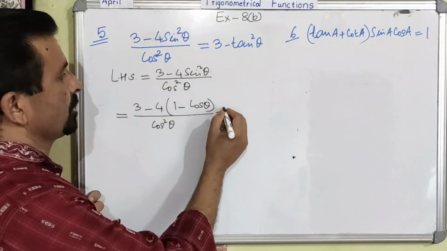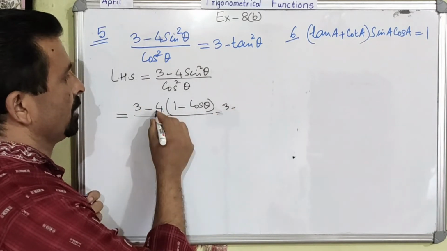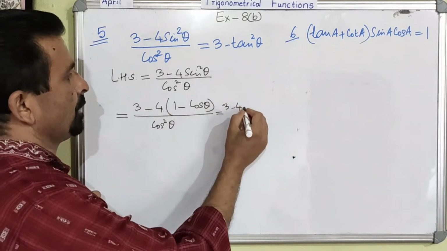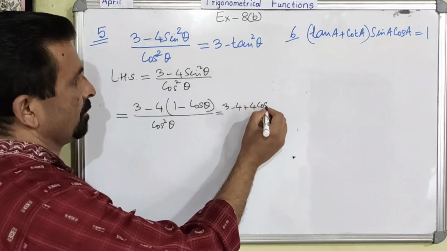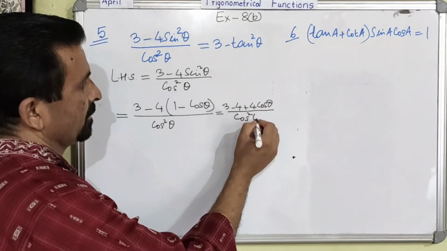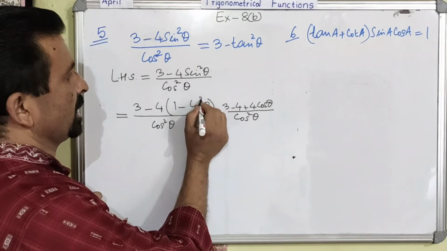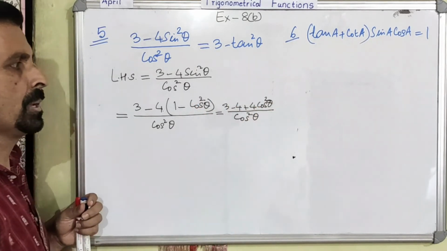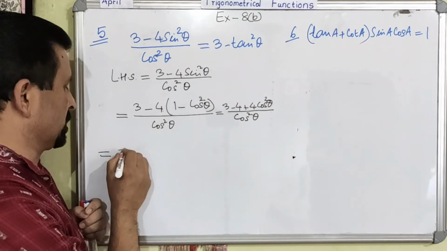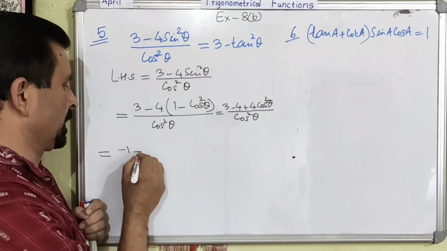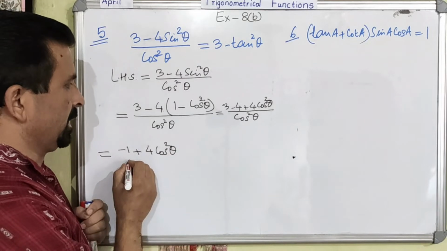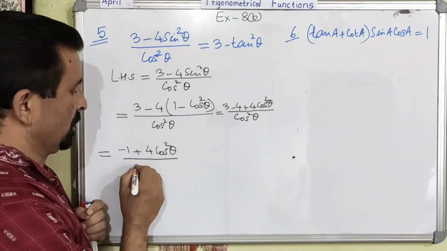This is 3 minus, now when you multiply this, it becomes plus 4 cos square theta divided by cos square theta. Is it alright? Now we have some like terms. 3 minus 4 is minus 1, and this is plus 4 cos square theta, right, divided by cos square theta.